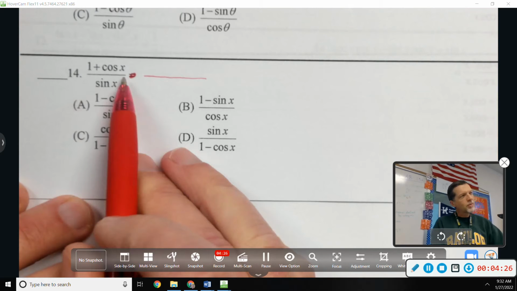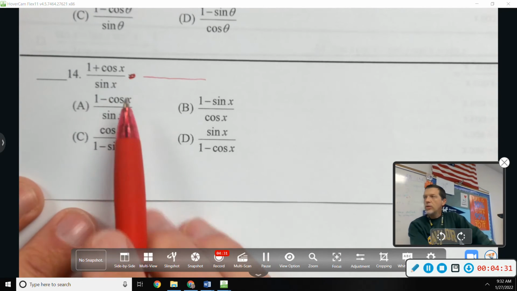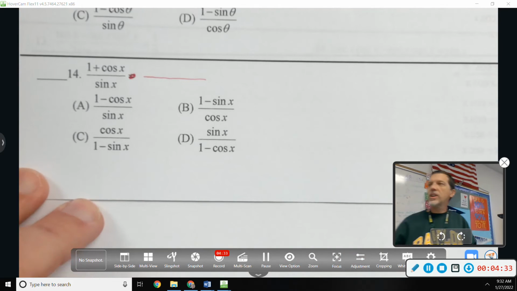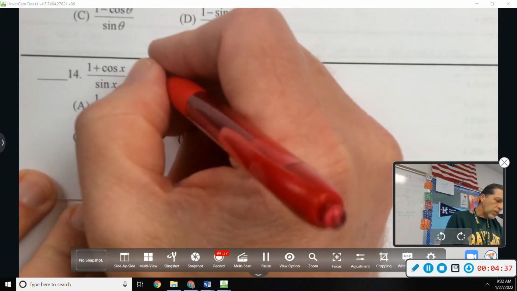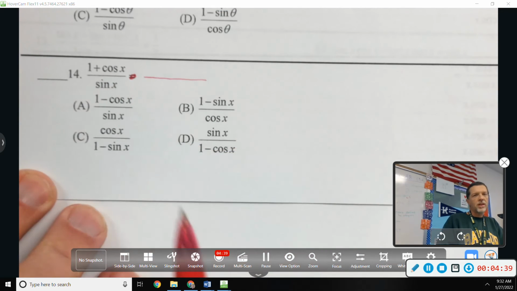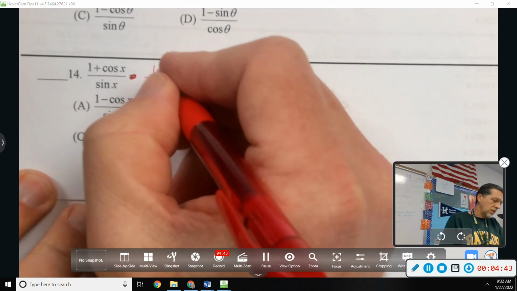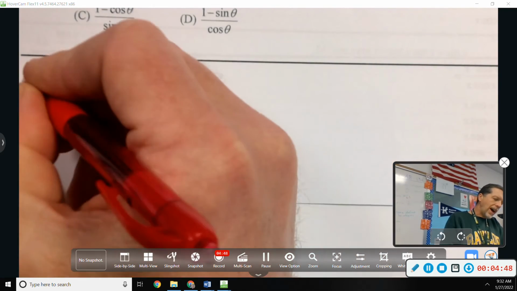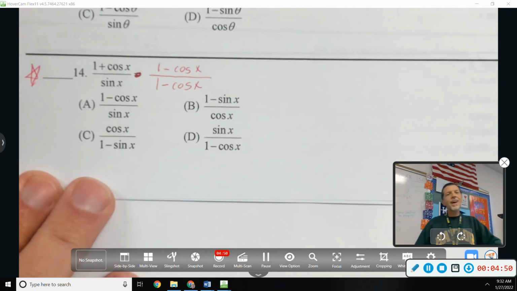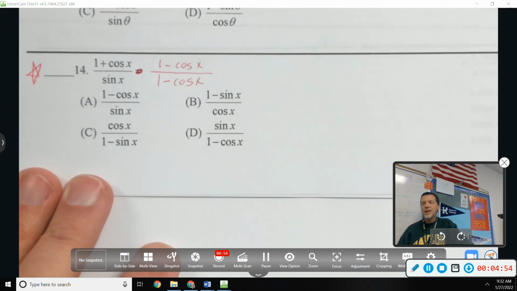If you ever see 1 plus cosine or 1 minus cosine or 1 plus sine, you can multiply by its conjugate and some weird things happen. So what would the conjugate of 1 plus cosine be? 1 minus cosine. That one you've probably not seen before, but that's a trick that you need to add to your tool bag.